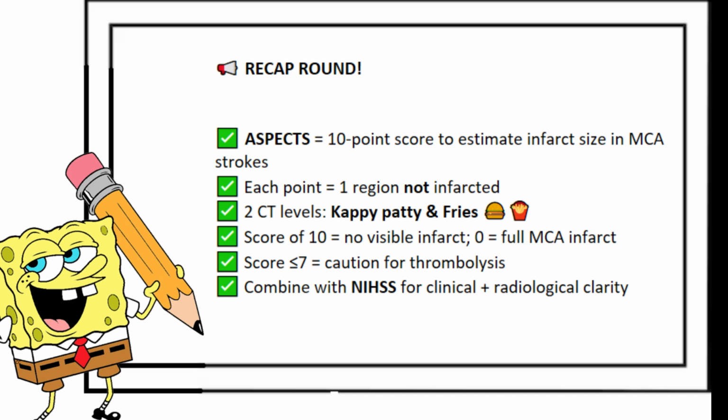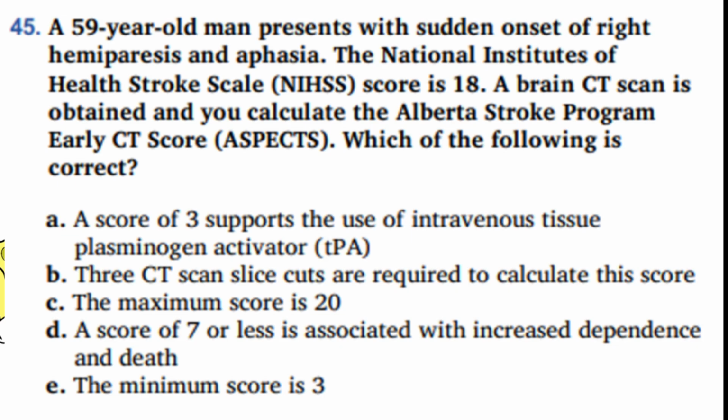Now, back to our question. A score of 3 supports the use of intravenous tissue plasminogen activator, that is TPA. This is false. And why is it false? Any score of less than or equal to 7 indicates that giving a TPA can be very risky, especially in the setting of a high NIHSS score.